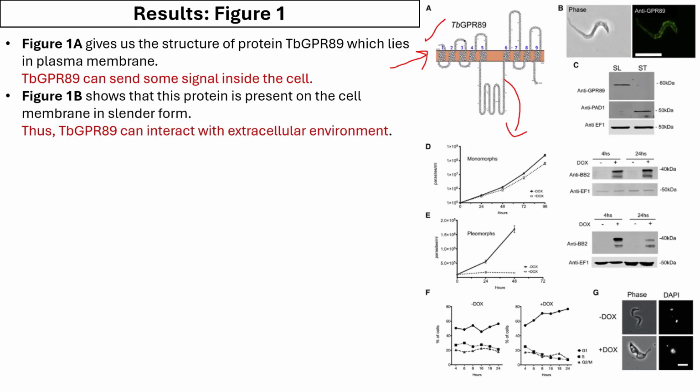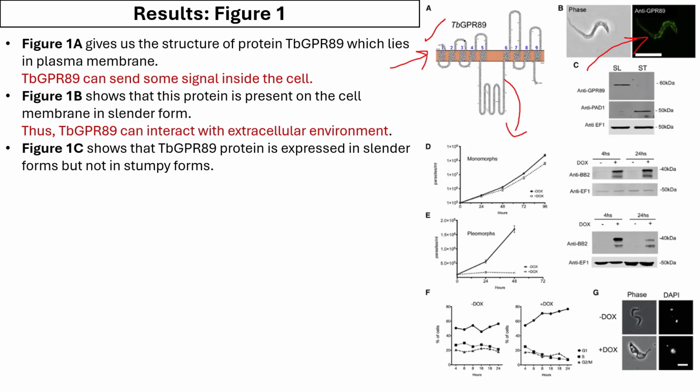This has been shown microscopically, where the GPR89 is shown here. You can see that the green protein is GPR89 and it is present on the plasma membrane. So it has the tendency of interacting with the extracellular environment. Because if a protein is present cytoplasmically, then it cannot interact with the outer environment of the cell.